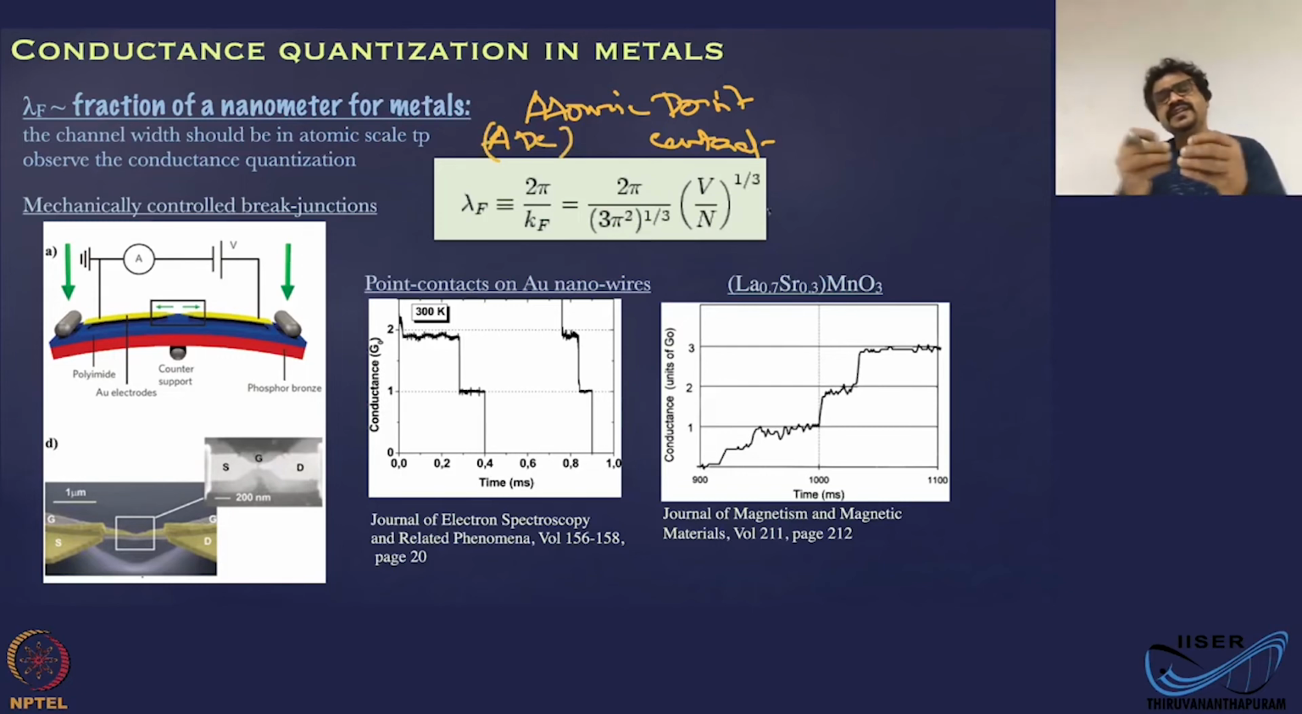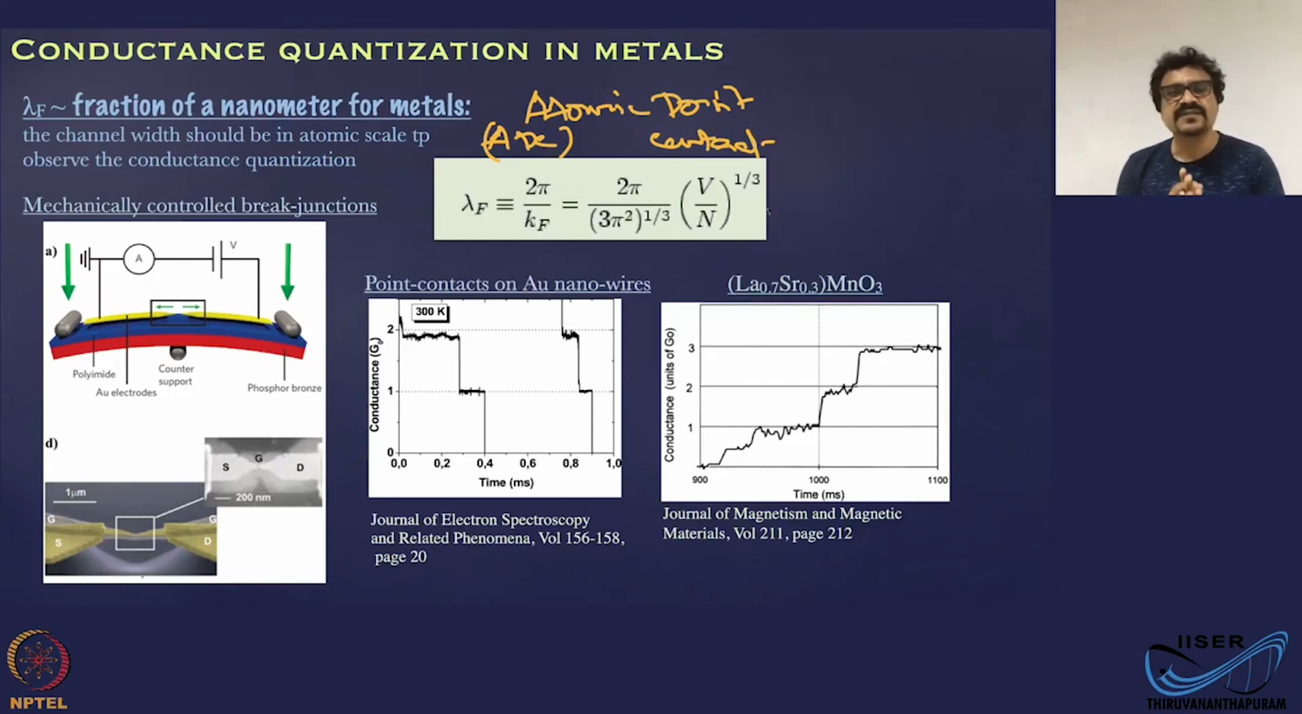So what you need is a quantized number of modes through the conductor. That's all your condition, and every mode, which we assume is reflectionless, is going to contribute e squared by h. That's all the physics says. It doesn't talk about gates, it doesn't talk about a two-dimensional electron system, nothing. We just need quantized modes. That's all it is.